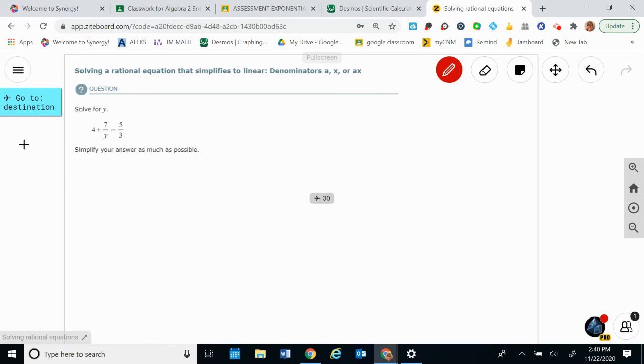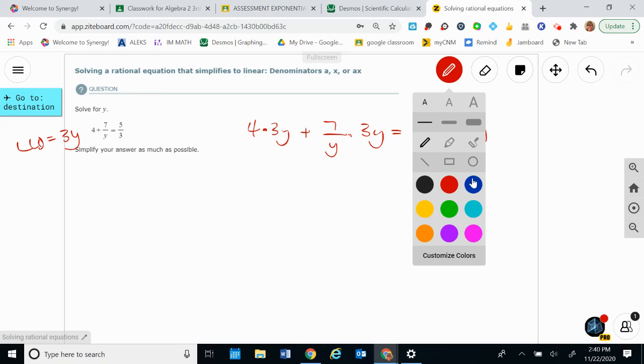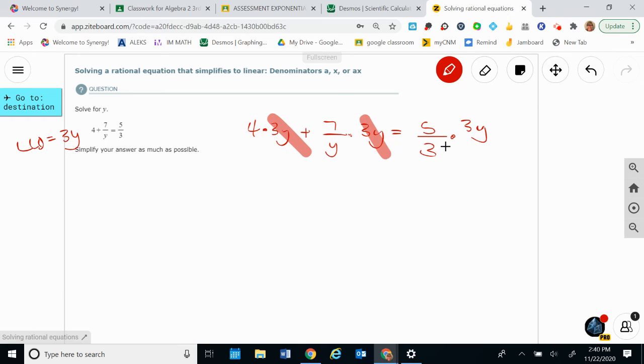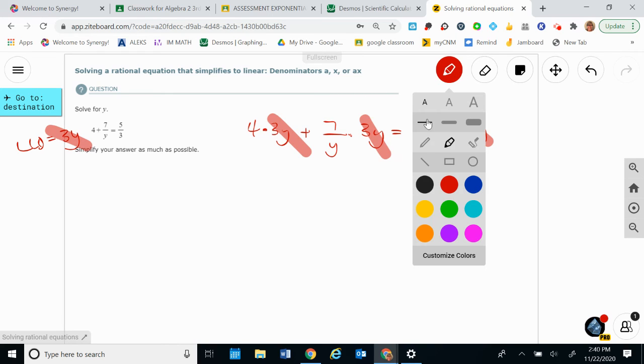Take a look. What is the LCD here? The LCD here is 3y. So we're going to multiply each one of these things by 3y. That's the LCD that I am multiplying everything by.